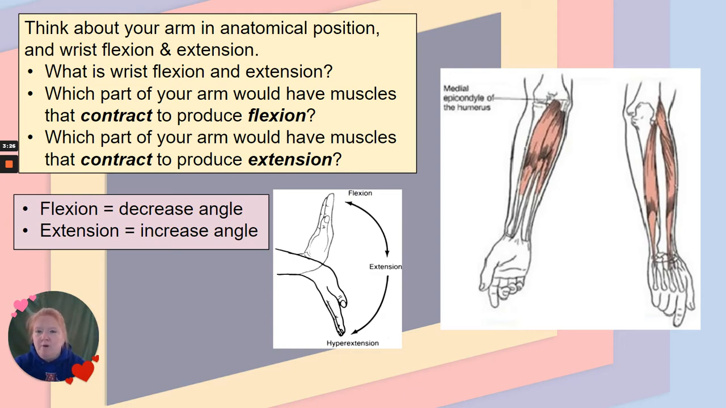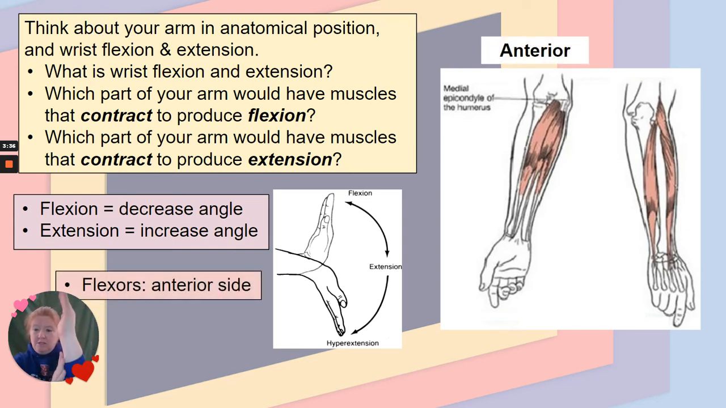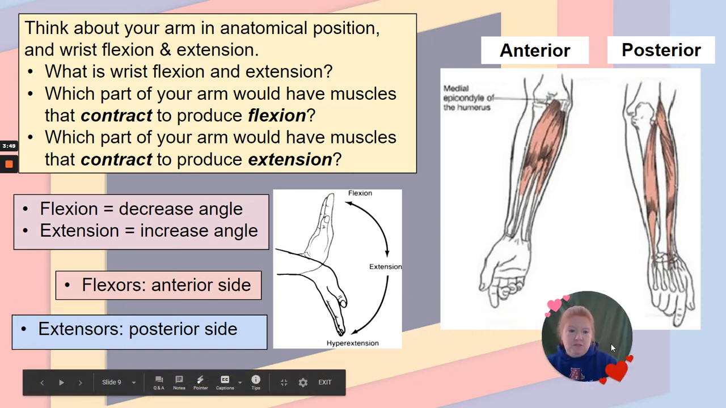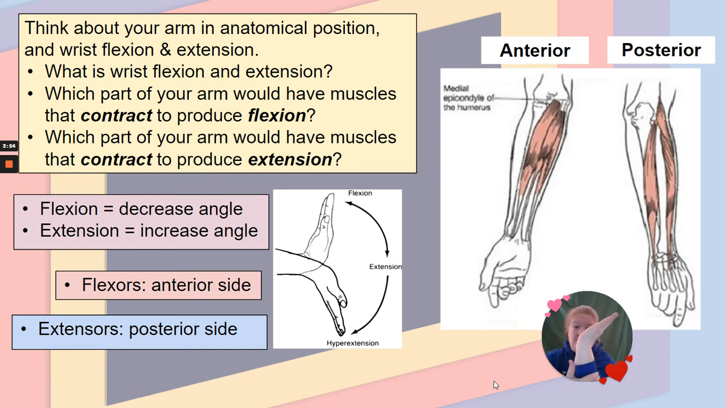So which part of your arm would have muscles that contract to produce flexion? So here's flexion. So where are those muscles contracting? If you do it, you can feel them. So where are they? They're on the anterior side. They're right here. And you could feel it if you do the flexion. So what part of your arm would have muscles that contract to produce extension? So the extensors are going to be on the posterior side. Let me just scoot this so you can see. The extensors are going to be over here. And if you do this extension motion, you can feel it over here.